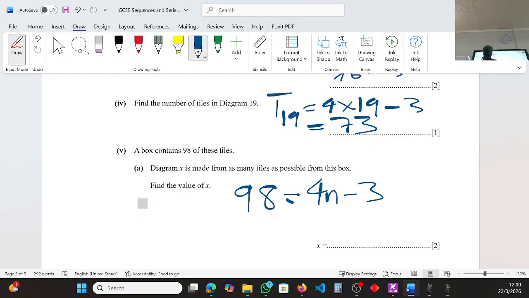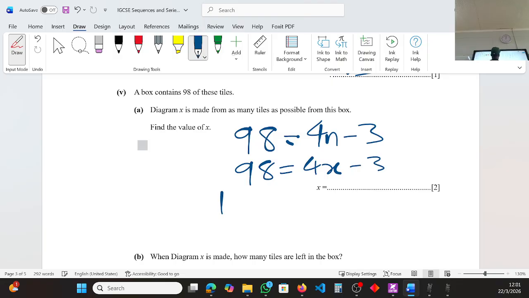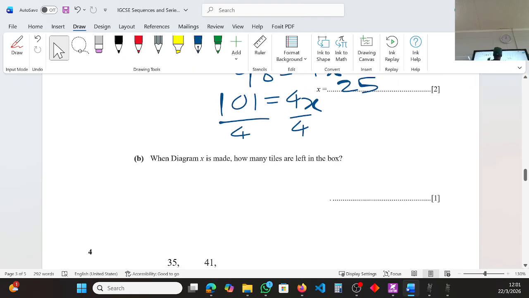So if we want to actually match what's required by the problem, we are going to say 98 equal to 4x minus 3. And when I transpose there, I'll get 101 equal to 4x. And when I divide both sides by 4, it looks like I'll get 25. My x is position 25. And when diagram X is made, how many tiles are left? So when I say 4 times 25, it gives me 100. There are 101 tiles, so the remainder is going to be a 1.